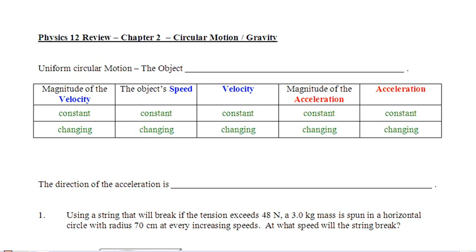The idea behind it was that the object, even though it was moving at a nice steady speed, because it was going in a circle, it was actually going to be accelerating. So that's kind of the key thing I'm going to put in right off the start here. For uniform circular motion, the object is always accelerating as it goes around the circle.